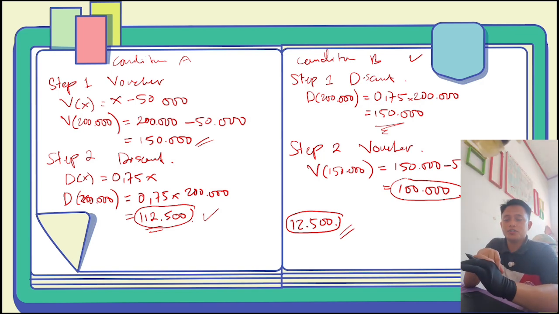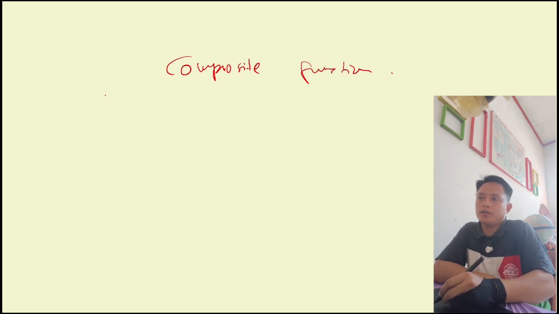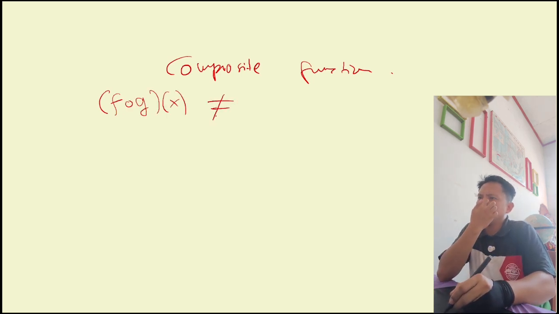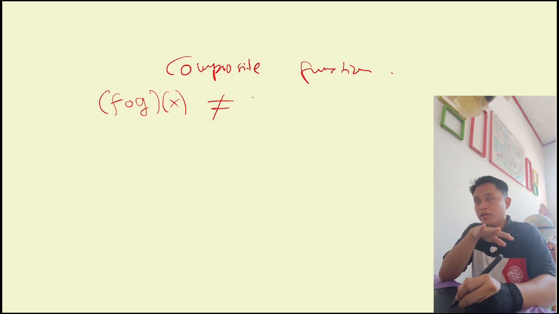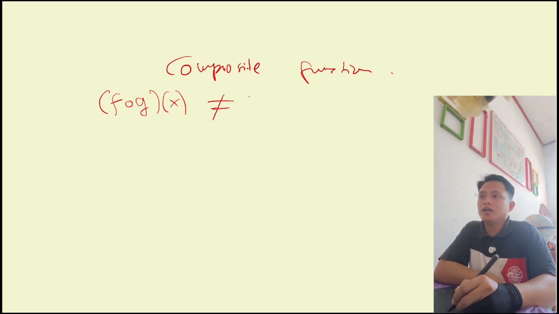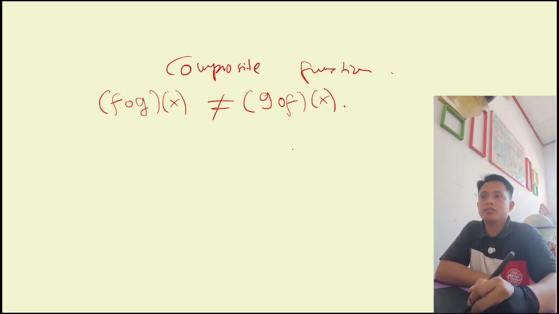Okay. So as the conclusion, composite function. The function f of g of x is not always equal, in general, to g of f of x. Maybe you find a question that has the same answer, but in general, it's not the same. Also, we proved that composite function is not always commutative.